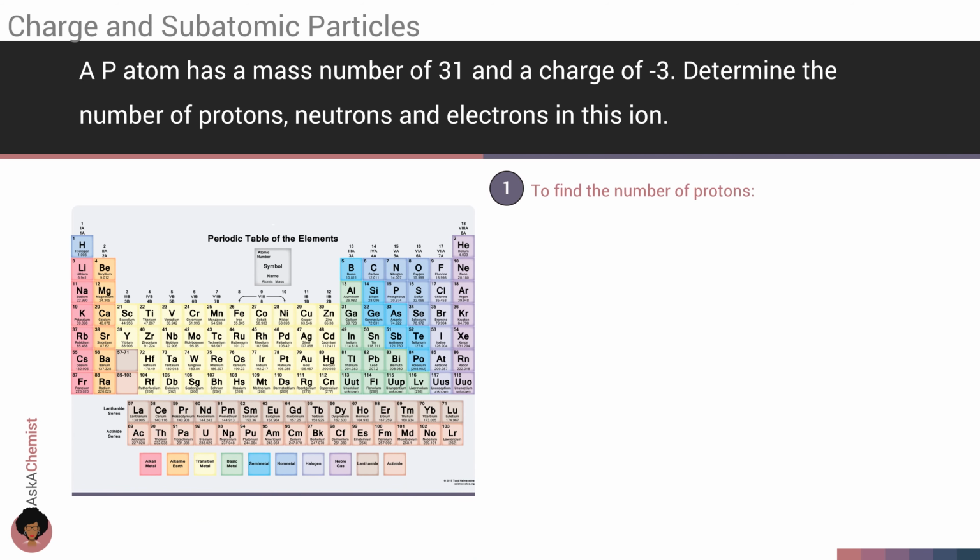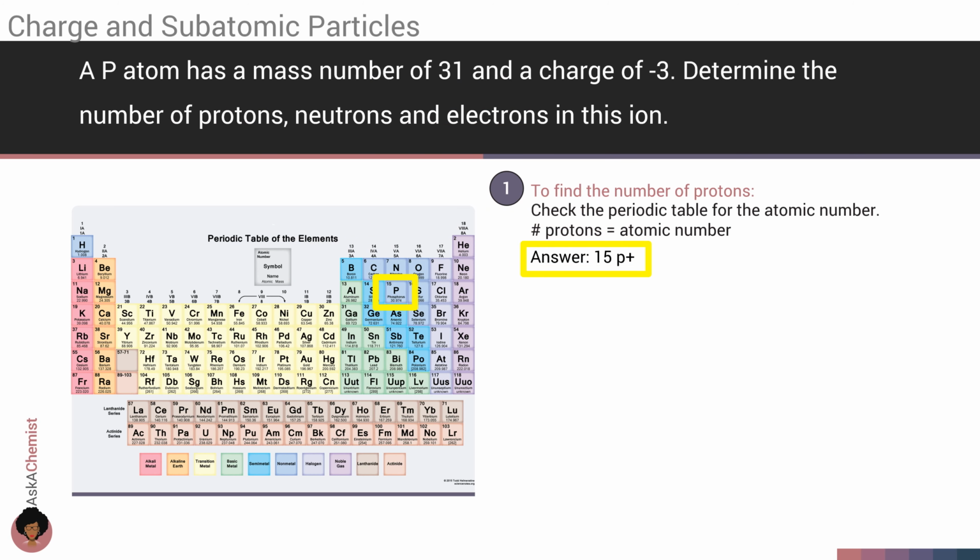So the first thing that we want to do is find the number of protons. We consult the periodic table and look for the atomic number. The atomic number is the same number as the number of protons. So phosphorus has an atomic number of 15, which means it's got 15 protons in its nucleus.